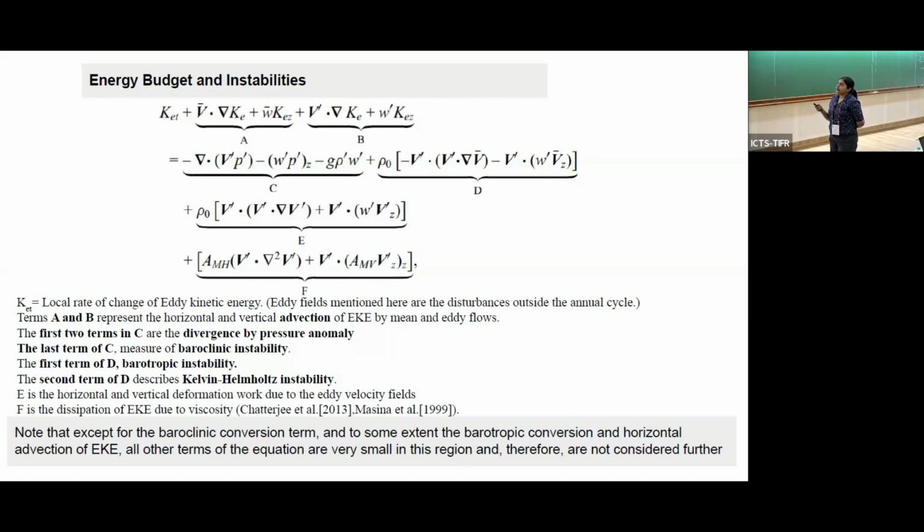2013, in which the first term is basically the rate of change of eddy kinetic energy. And in our case, the eddy fields are basically any disturbance other than the annual cycle, because for calculating this, we are using the climatological simulation. And the first two terms are the horizontal and vertical advection from mean and eddy flow. In here, our mean is the annual cycle and eddy are anything other than the annual cycle.